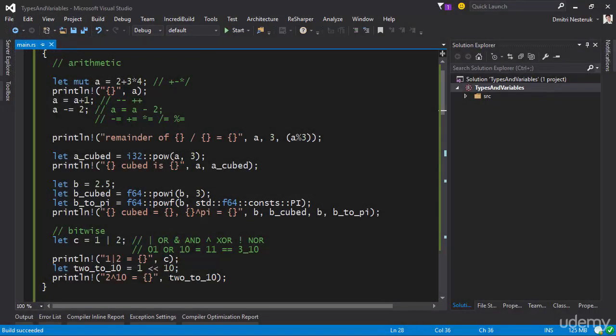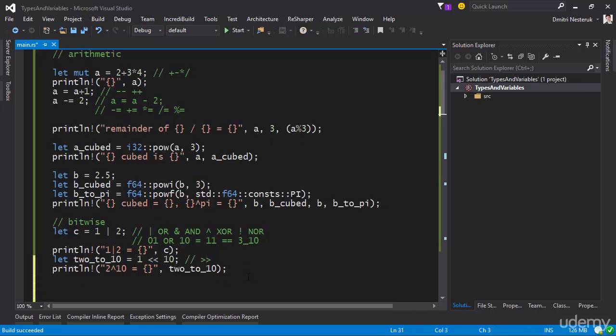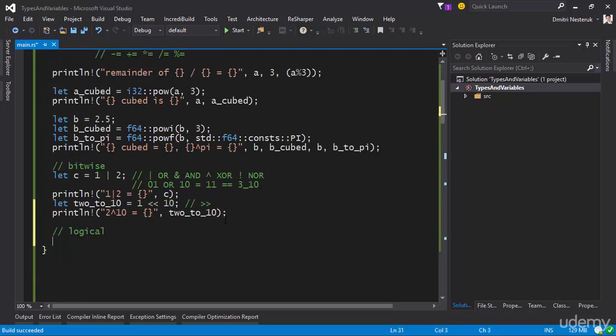So this is a shift to the left, and similarly, you have a shift to the right. Okay, so these are some of the bitwise operators, and then of course we have the logical operators. So for example, let's suppose I want to find out whether pi is less than 4. So I can compare the values of pi and 4 and see whether one is less than the other. So I would say something like std::f64::consts::PI < 4.0.